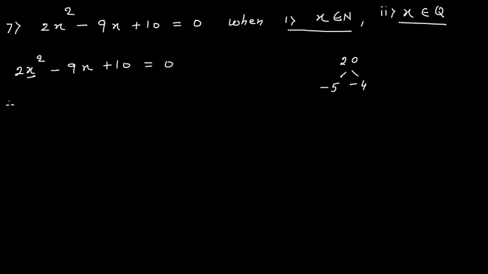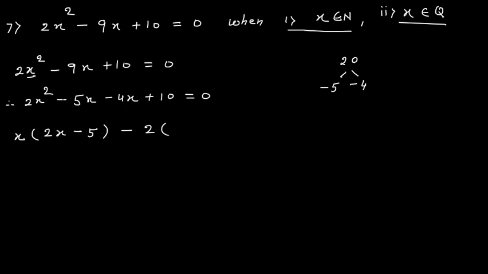So therefore I will write this as 2x square minus 5x minus 4x plus 10 equal to 0. Now from these first two terms I will take x common, so I will get 2x minus 5, and here I will get 2 common. So here also I have 2x minus 5 and this is equal to 0.